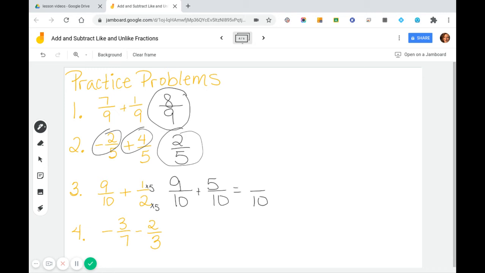And now like we did on problems 1 and 2, I'm going to combine the numerators. 9 plus 5 is 14. Don't circle it and call it done until you've reduced. If I divide both of those by 2, I get 7/5. Now I know a lot of teachers have different opinions on this. My opinion is that it's okay to leave them improper where there's a bigger number on top, as long as it's reduced.